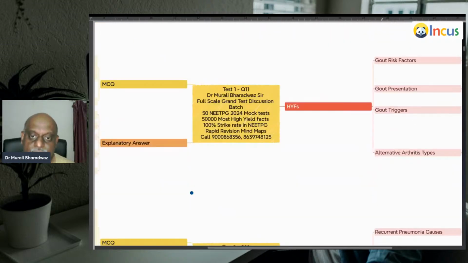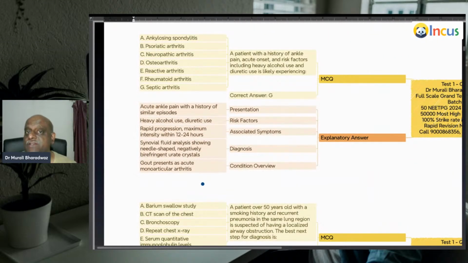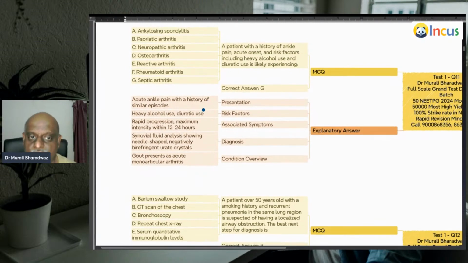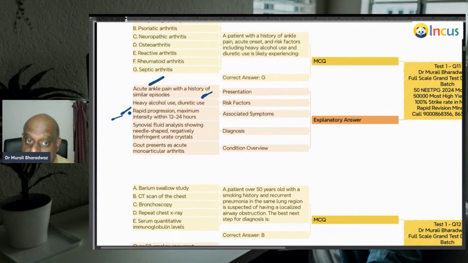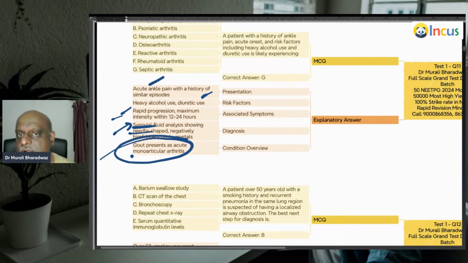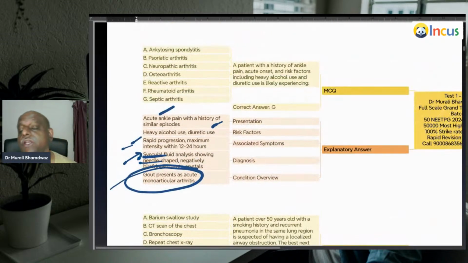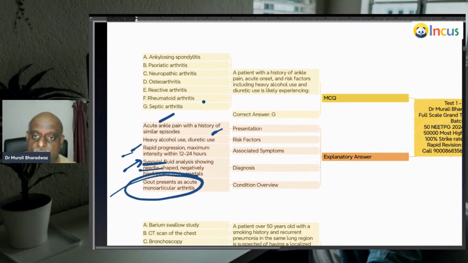So now, a patient has a history of ankle pain, acute onset. Risk factors are heavy alcohol use and diuretic use. What is he experiencing? Heavy alcohol use, diuretic use, acute ankle pain, rapid progression, maximum intensity in 12 to 24 hours. If synovial fluid shows needle-shaped, negatively birefringent urate crystals, then it is gout with acute monoarticular arthritis. Actually, here the option should be gout.